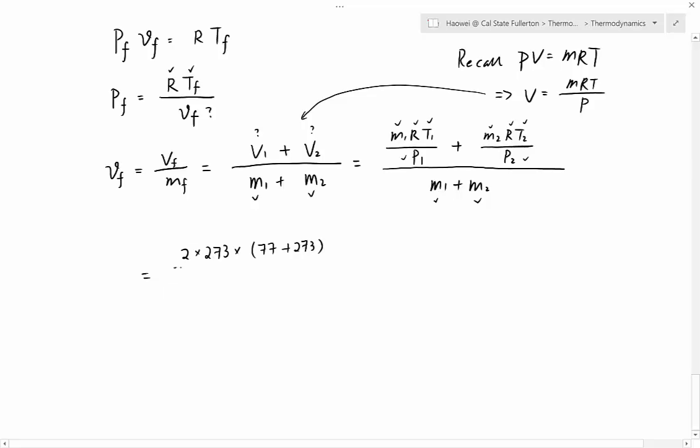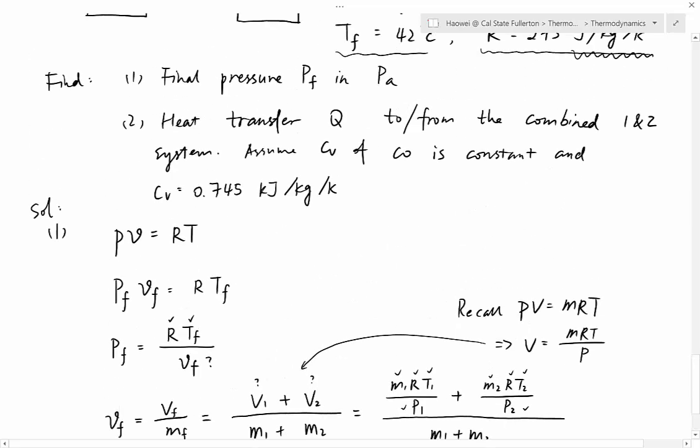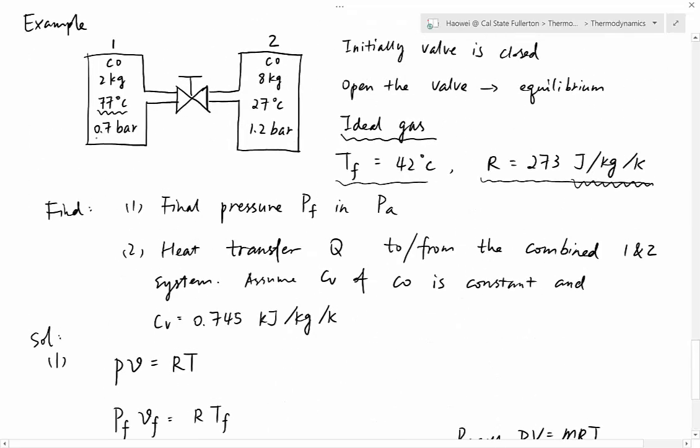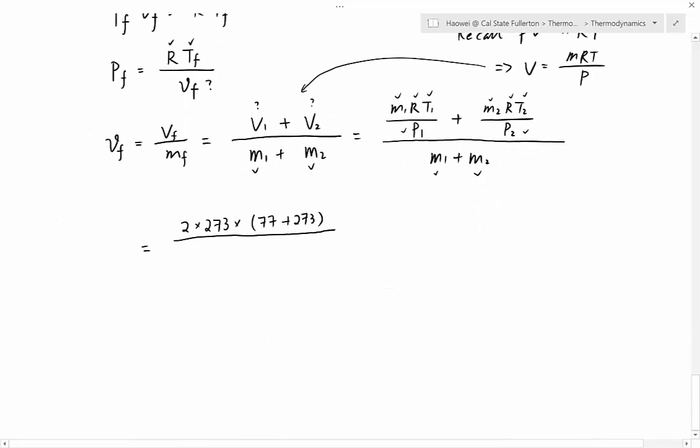Okay, so we have 77 Celsius. We need to convert it to Kelvin by adding 273. And then divided by P1. What is P1? Pressure P1 is given, which is 0.7 bar. And again, we need to convert bar to Pascal. 1 bar is equal to 10 to the 5th Pascal, so multiply by 10 to the 5th. So that's the first term in the numerator.